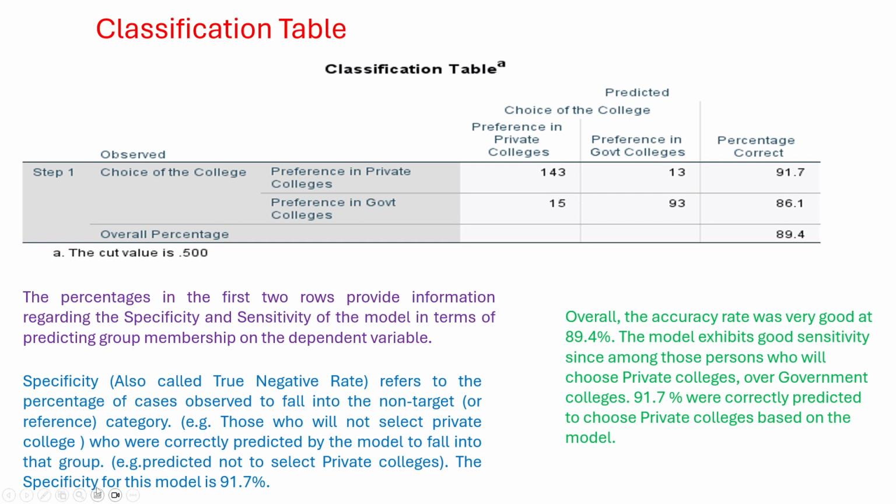The specificity for the model is 91.7%. Here you see this percentage. Overall, the accuracy rate was very good at 89.4%. The model exhibits good sensitivity, since among those persons who will choose private colleges over government colleges, 91.7% were correctly predicted to choose private colleges based on the model.